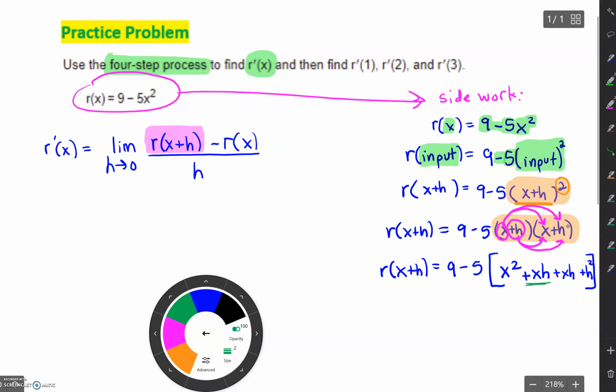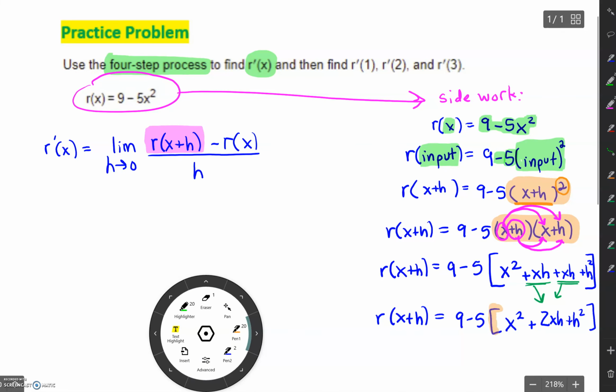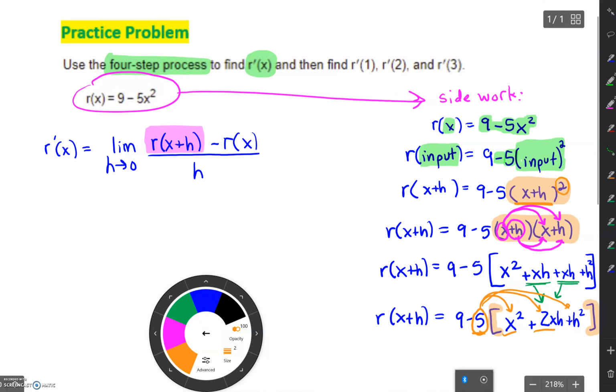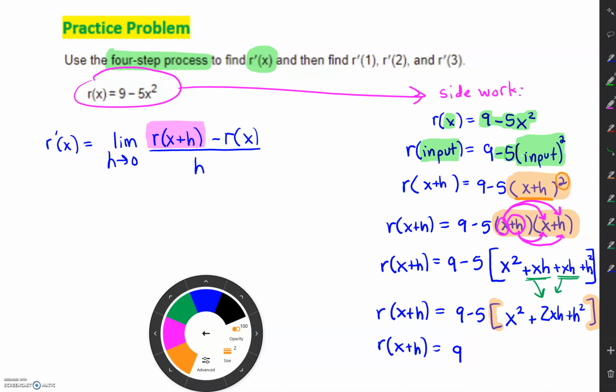Now I'll just combine these like terms. If I have 1xh and I add another one, those are going to combine to 2xh. So I really have 9 minus 5 times the entire trinomial x squared plus 2xh plus h squared. So now at this point, I can distribute the 5 into those brackets. I can multiply all 3 terms of that trinomial by 5 and then subtract, or I can do it all at once, and that's what I'm going to do. I'm going to subtract and multiply all 3 terms of the trinomial by 5 at the same time. Okay, so we have our 9, and then I'm going to subtract 5 times x squared.